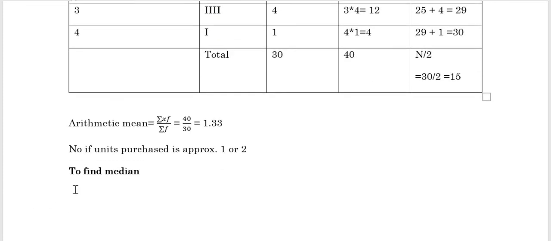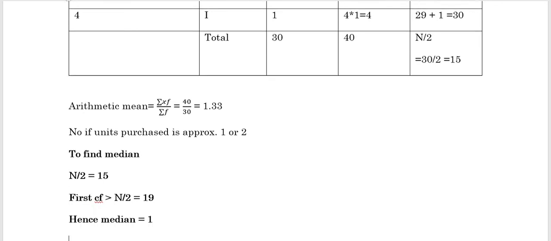Okay. So, we will just have to mention here N by 2 is equal to 15, and the first CF that is greater than N by 2 is equal to 19. Hence, the median corresponds to 19. The median is the variable value corresponding to 19, which is 1.